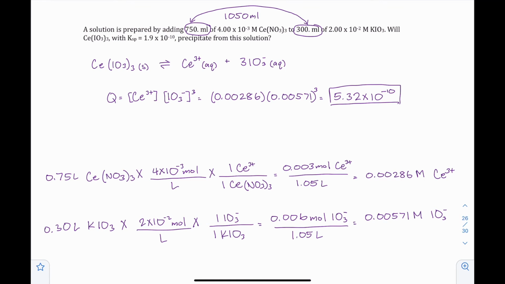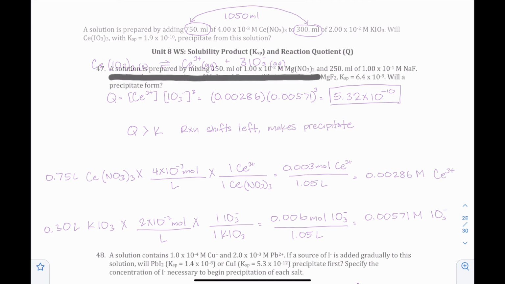Now that we have the concentration of both ions, plug them in and solve for Q. Q is 5.32 times 10 to the minus 10, and K is 1.9 times 10 to the minus 10. So Q is bigger than K, which means there are enough ions on the product side to shift the reaction to the left and form a precipitate.